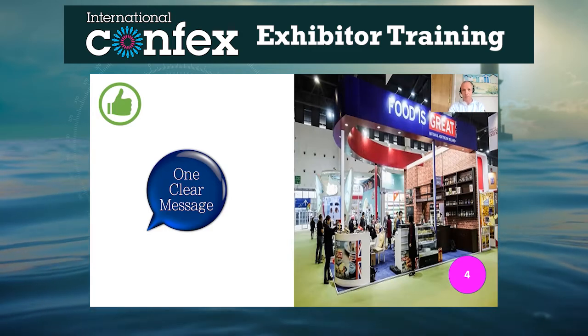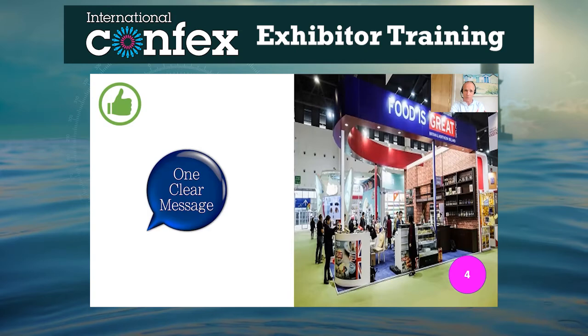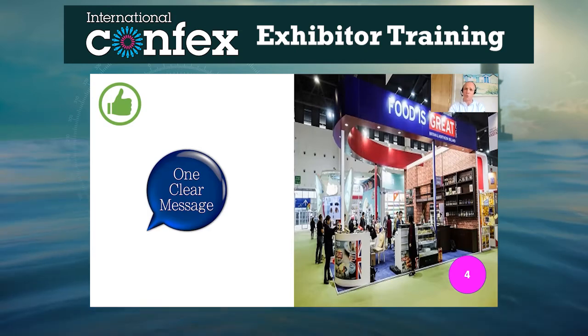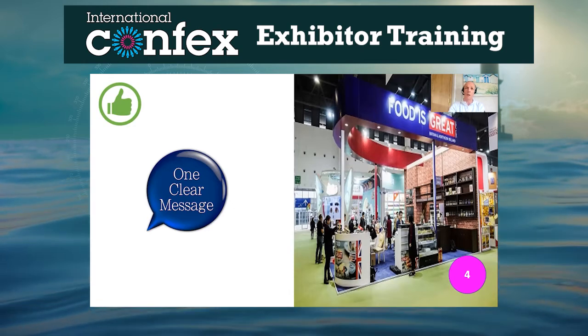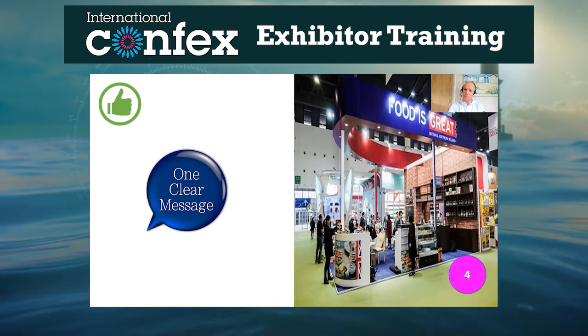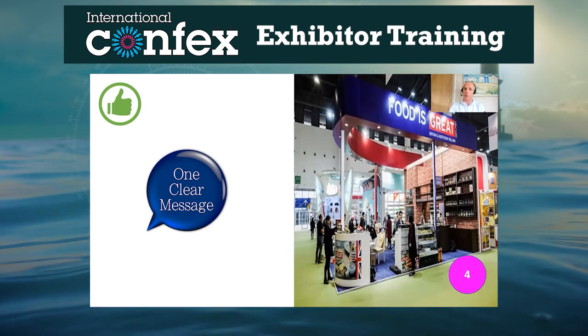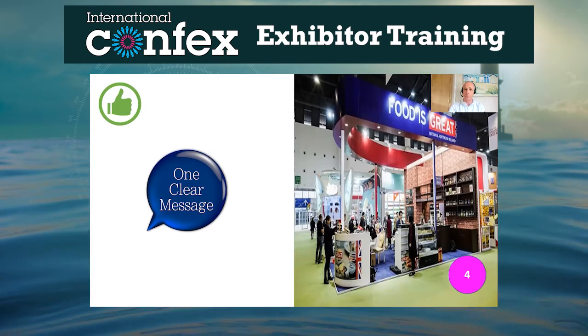I've picked this particular example because obviously it's great British food, and it's about food. So it's very specific towards a British food market. And that's what we need to do when we exhibit: we need to be very clear about what we're trying to sell. What is our message? One clear message works best.